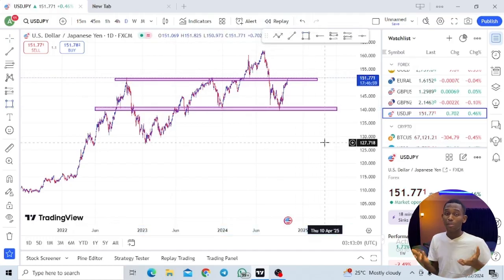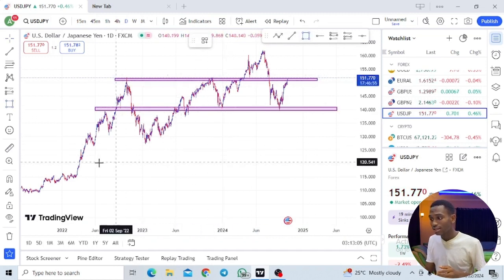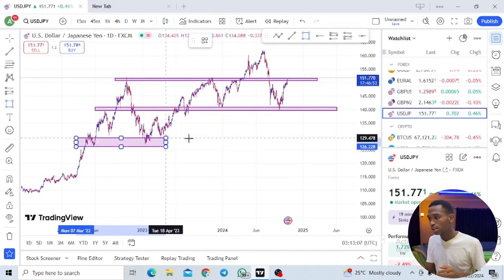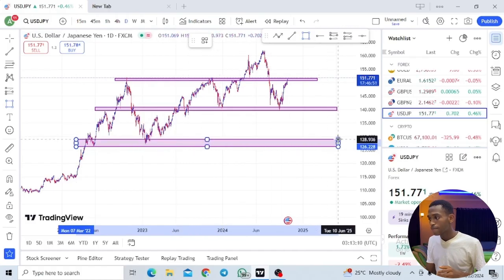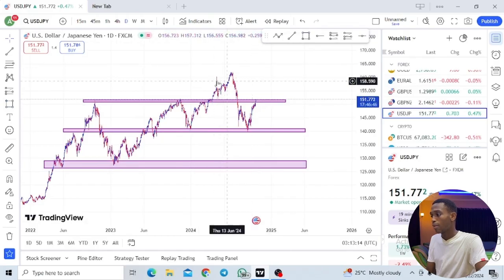I would always suggest you mark out at least 3 sensitive points. So this is the 3rd sensitive point here. At least 3 of them. You can still mark out the 4th one. We can mark out here, but let's just stick to that for now. So these are the main sensitive points on the daily time frame.